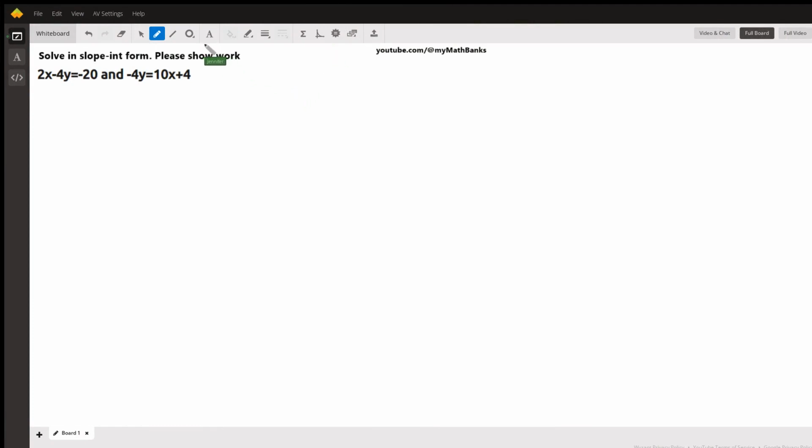All right, so your question is solved in slope-intercept form. To make sure we understand how to do this, we need to know what the slope-intercept form looks like. Slope-intercept form looks like this: y equals mx plus b, where m is your slope and b is your y-intercept. But most importantly, you only have y on one side of the equal sign. See that? This is your equal sign. You only have that y lonely on the left side, okay?